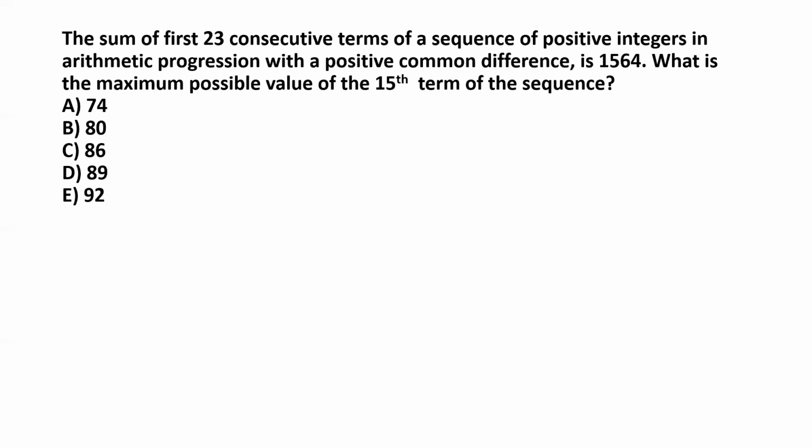So we are given a sequence in arithmetic progression, and this is a sequence of positive integers, and the common difference is also positive. Let's call the terms T1, T2, and so on, and we have the sum from T1 through T23 given as 1564.